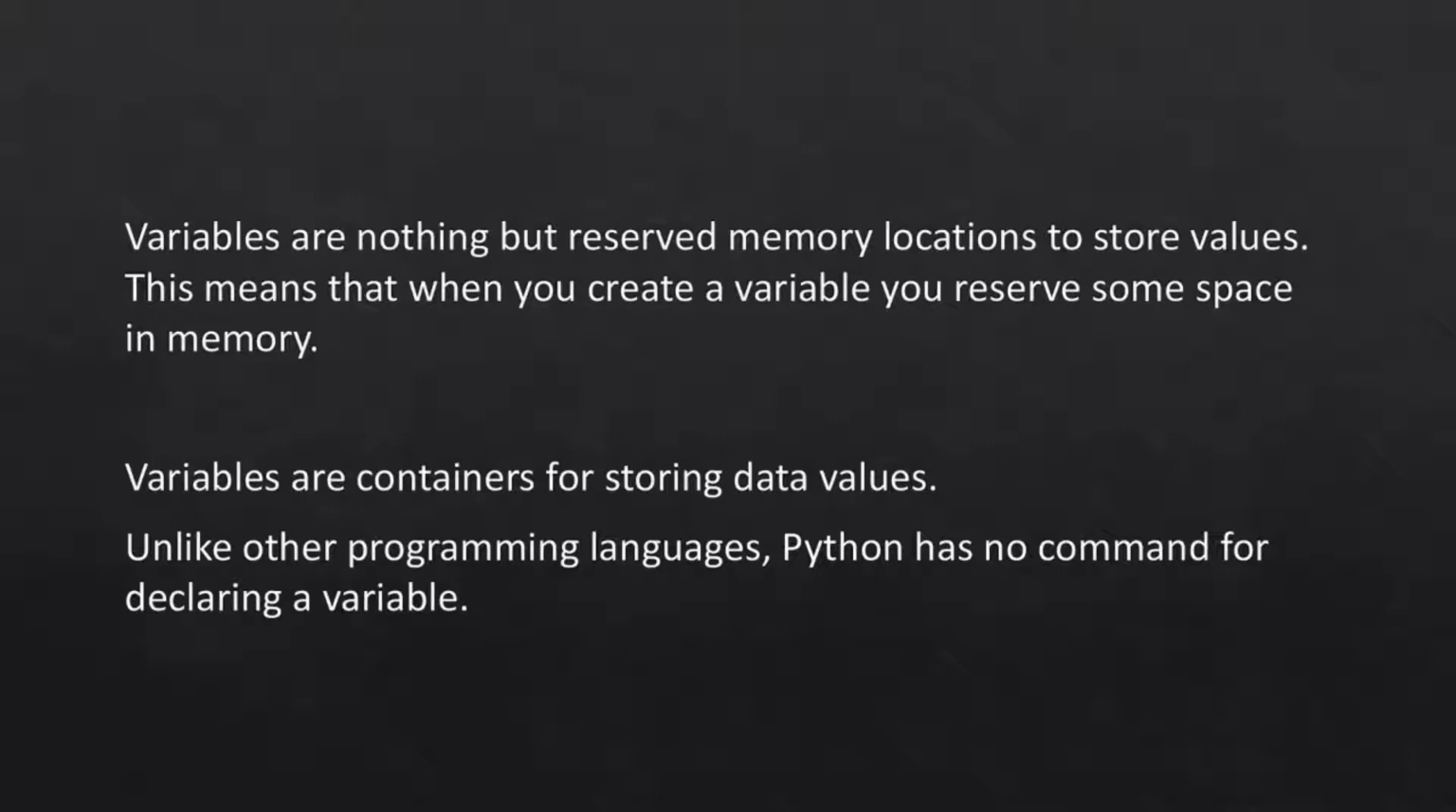Unlike other programming languages, Python has no command for declaring a variable. That means in other programming languages, we have to declare a variable first, then we can use it. But in Python, we don't have to declare the variable, we can directly use it.